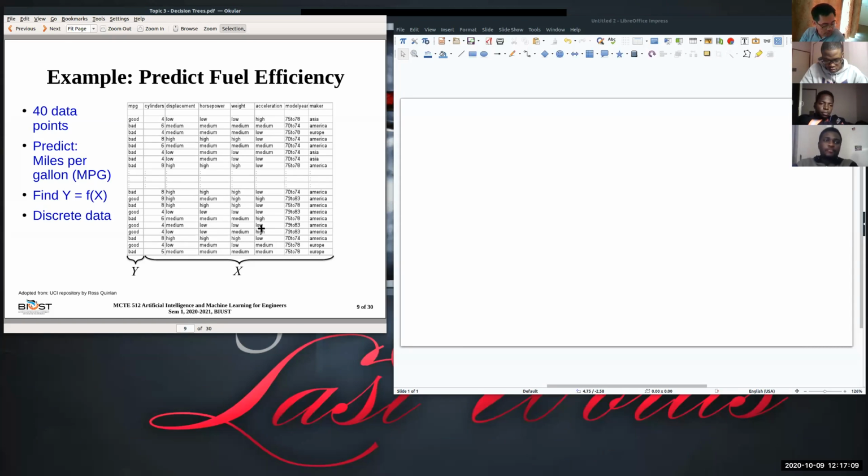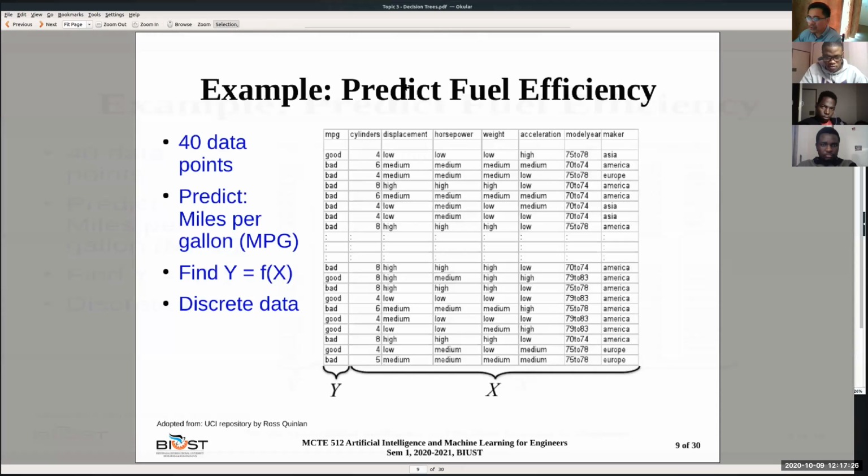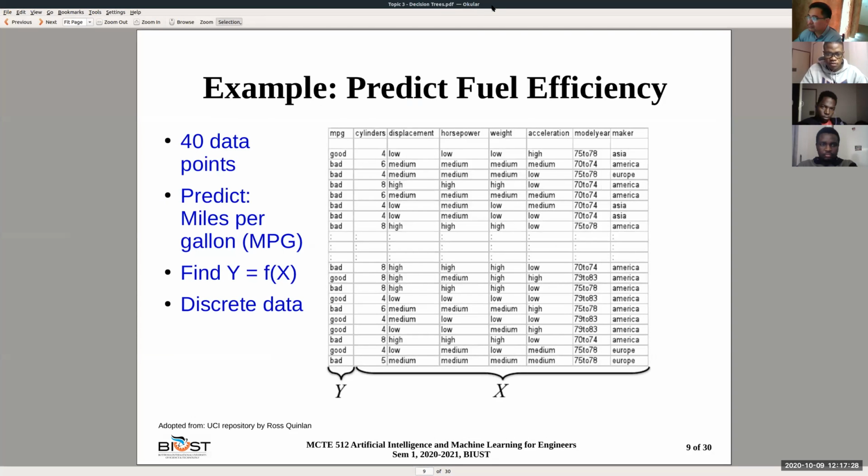So anyway, those are much simpler examples. If you go to a bigger, more complicated example, one is to predict fuel efficiency. Let's now go to it. I'm sharing the screen, right? You can see my screen? Yeah, I think so. So let's go to a more complicated example.